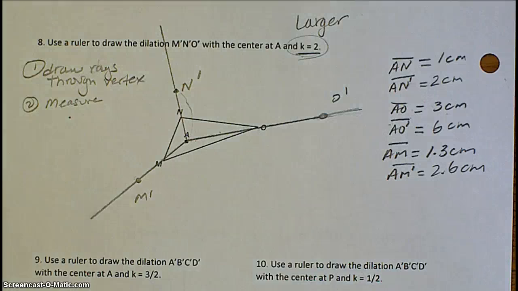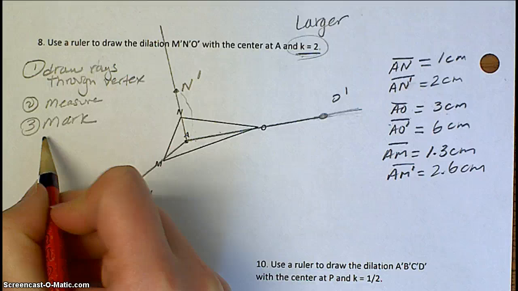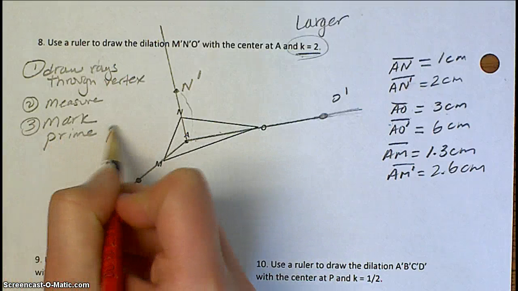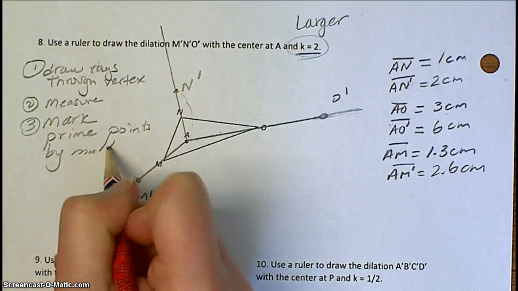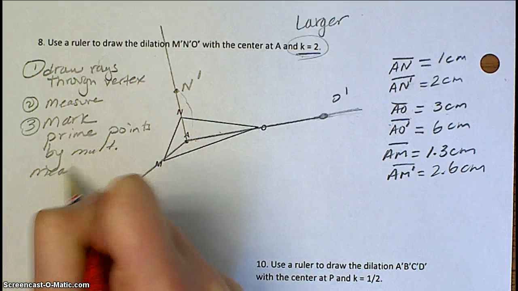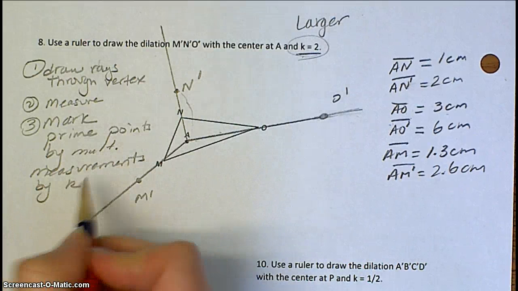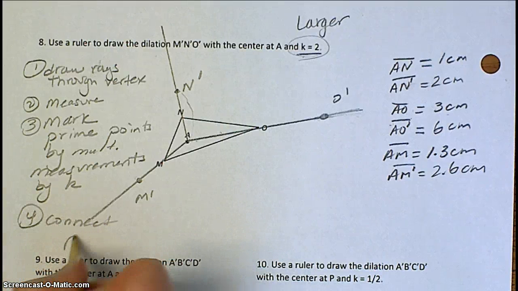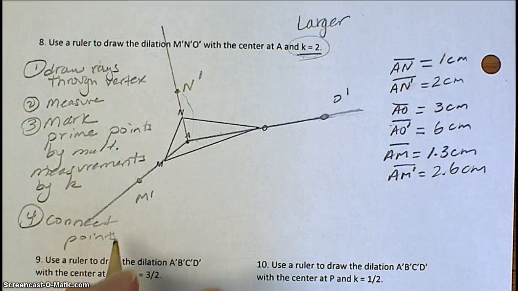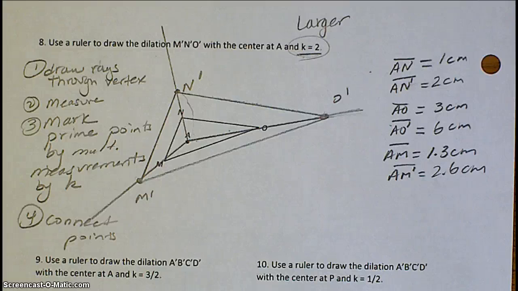Your very last step, so mark your prime points by multiplying those measurements by your scale factor, k. Then connect all your points. And then you'll have your final dilated figure. And this is what you should end up with at the end of your dilation.